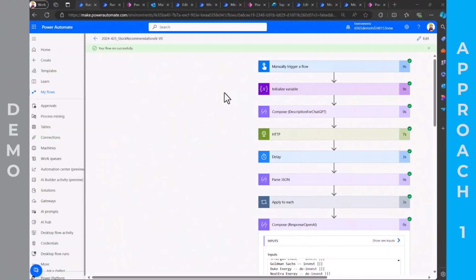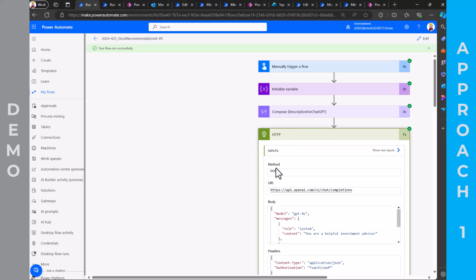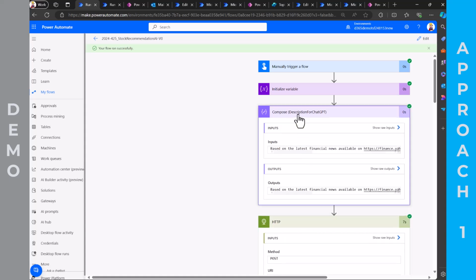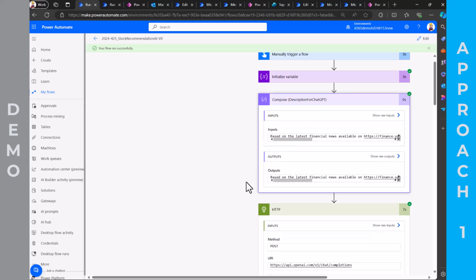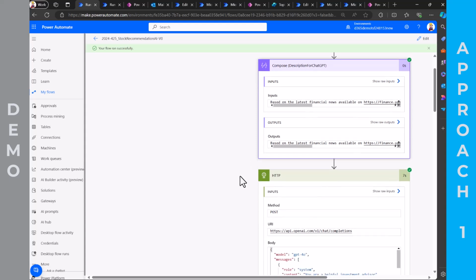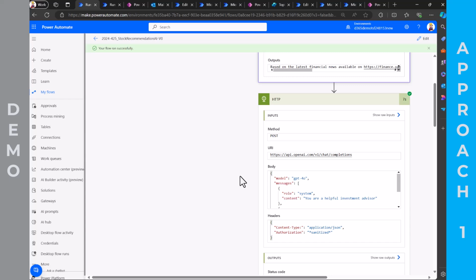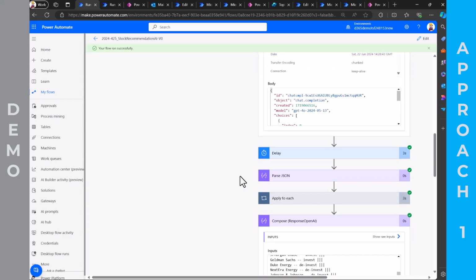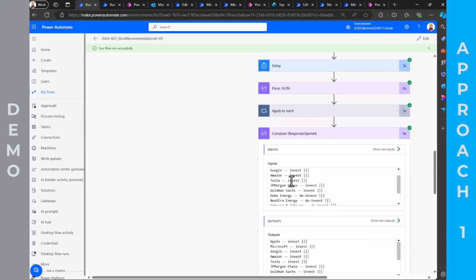Okay, so we are here in my demo system. Here's my first flow, and this flow is basically connecting to OpenAI and asks a question whether to invest or not. The question that I ask is basically here: based on the latest financial news, and so on. I hand it over, and then my expectation is to get an investment decision. And this time, you see that I get something. It says invest in Apple, invest in Microsoft, invest in Google, and so on.